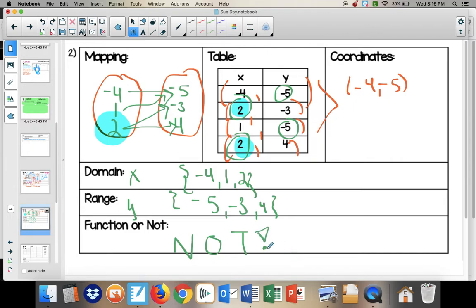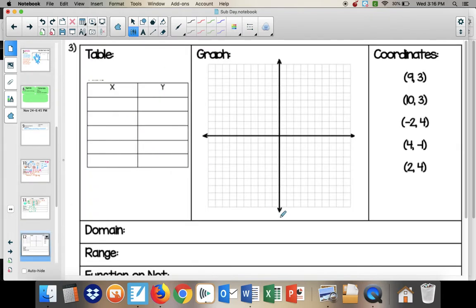All right, pause if you need to. Hopefully you're understanding this, but we will have this as part of our warm-up tomorrow too, to go through it. And let's go to this one. Now, we don't have a mapping diagram. What we are going to do is take our coordinate points, put them into a graph, and then into a table. Now remember, x is your first value, y is your second.